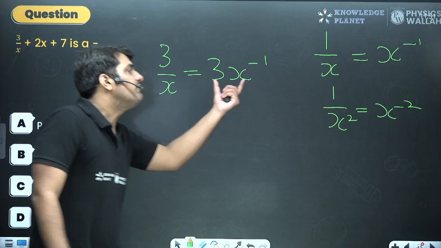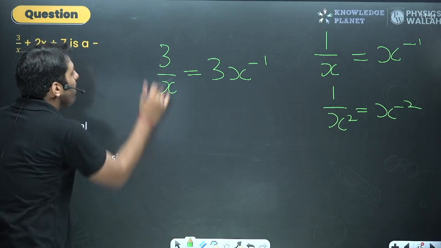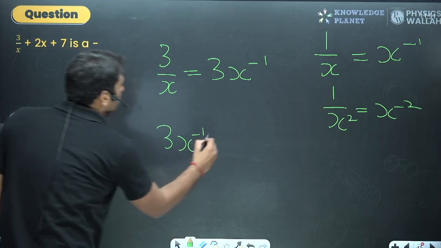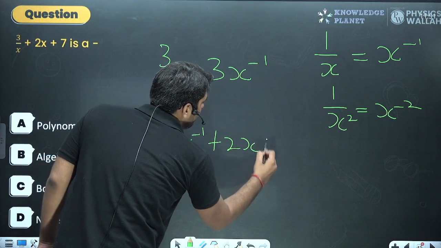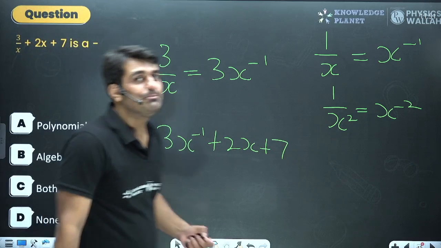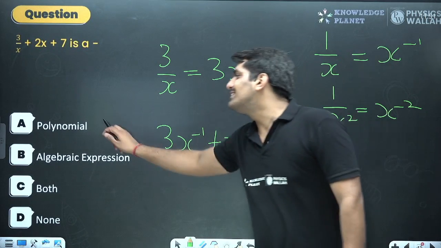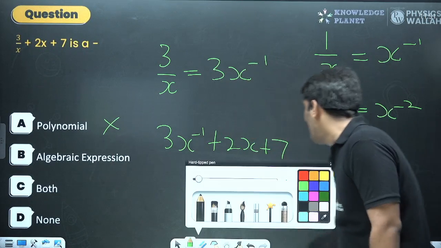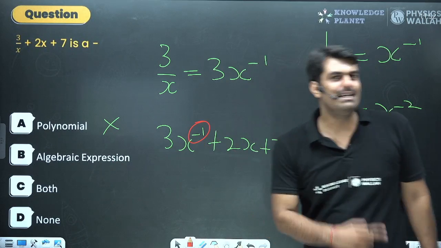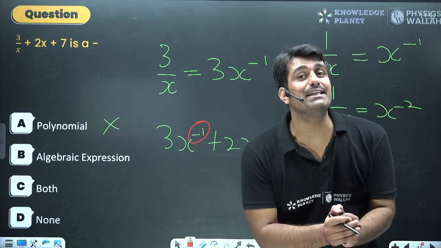If you have observed this part, if you are able to reach this step, then you are able to answer. Why? Because now I can rewrite it as 3x raised to the power minus 1 plus 2x plus 7. Now you can say whether this is an algebraic expression or a polynomial. One thing would be very clear, at least, that this is not a polynomial. The reason is very simple: we have a power which is negative in nature. It cannot be negative. So the next obvious question, sir, is it an algebraic expression?